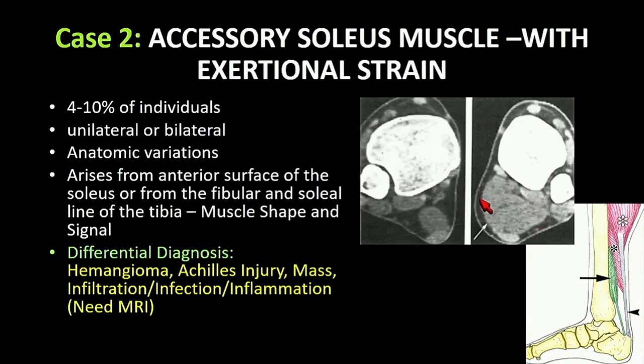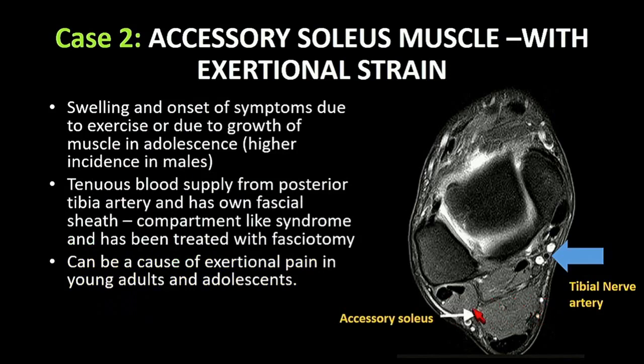On CT or MR, you can see this replacement of the fat with an enlarged structure, and you can see also the large accessory soleus, in this case with no exertional edema. And what happens is this muscle is entrapped during exercise, and over time, if that muscle is too big, you can get swelling and onset during exercise, particularly in adolescent patients with a higher incidence in men. And because the blood supply is tenuous, they can actually get a compartment-like syndrome, and they can be treated with fasciotomy. So it can be a cause of exertional pain in young adults and adolescents.